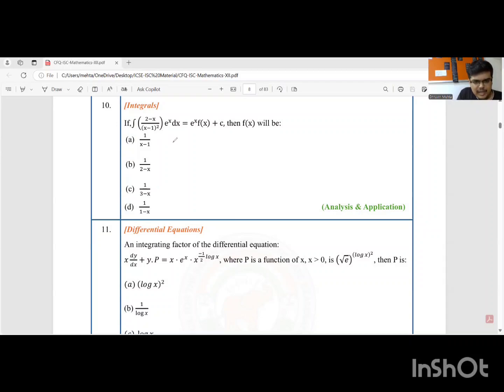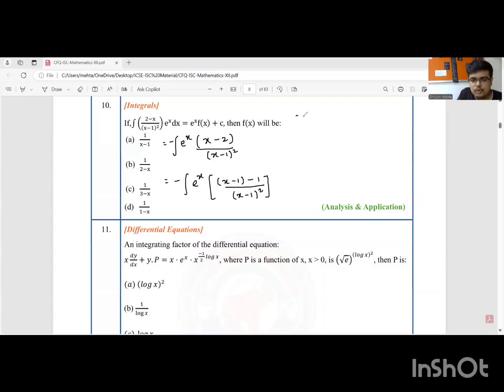So what we'll do is we have e raised to x. I'll take minus 1 common in the numerator. So this becomes x minus 2 and denominator is x minus 1 the whole square. Now, students, to create two fractions, the best method for algebraic fractions is we will simply create the denominator in the numerator. We have x minus 1. I'll create x minus 1 in the numerator. I'll write it as x minus 1 minus 1 upon x minus 1, the whole square.